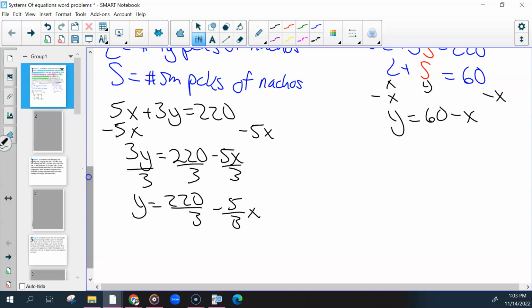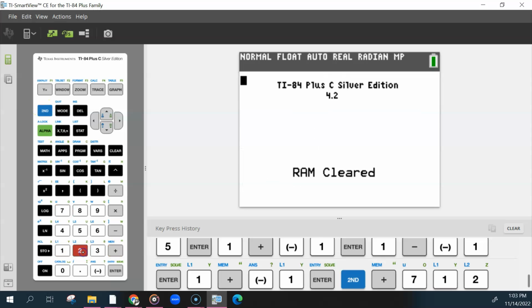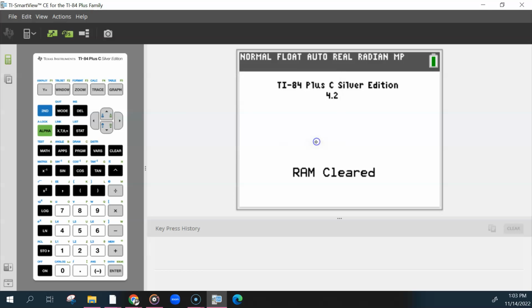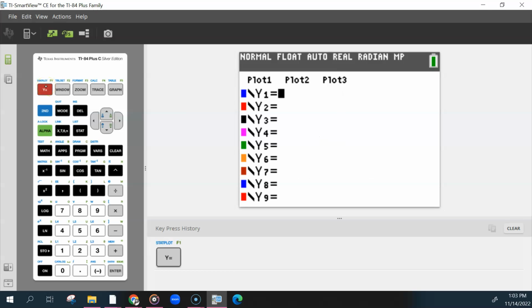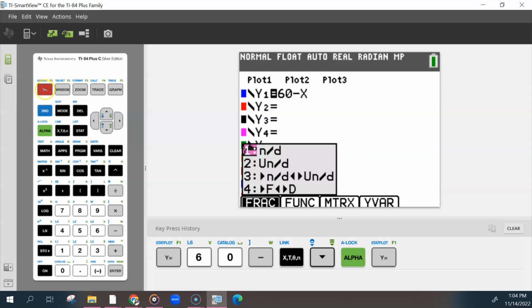And then once you have both equations, we're going to put this into our calculator and graph. To go into y equals, and type in your two equations, 60 minus x and the 220 over 3 minus 5 over 3x. Use alpha y equals to get your fraction.